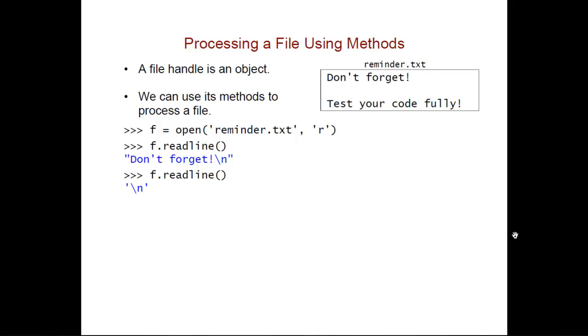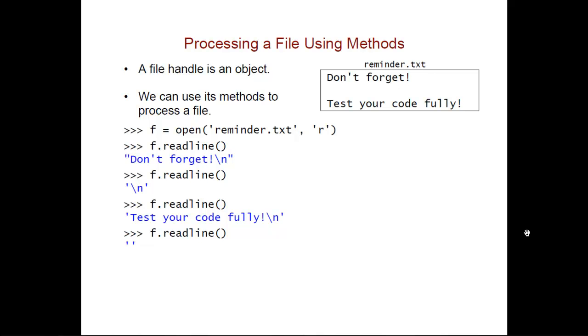If we call it a second time, we're going to get the second line. And because that second line has nothing on it but the new line, all we get back is a string containing a new line. If we call it again, we get the third line, again with a new line character at the end. Now at this point, if you call readline again, because there's nothing left in the file, you're going to get an empty string.